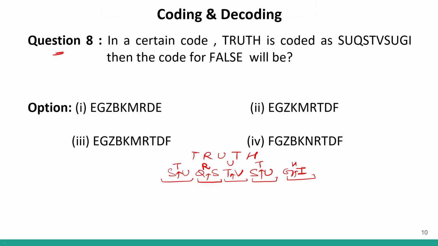For FALSE, we will take the front alphabet and the back alphabet. So it is E, F, and then G. Okay. For A, it will be Z and B because of looping, correct? For L, which alphabets will it be? K and M. For S, it will be R, T, and for E, it will be D and F. So we have taken the previous alphabet as well as the next alphabet. So the code will be E, G, Z, B, K, M, R, T, D, F. And this is given in option number 3. So option number 3 will be the correct answer to this question.